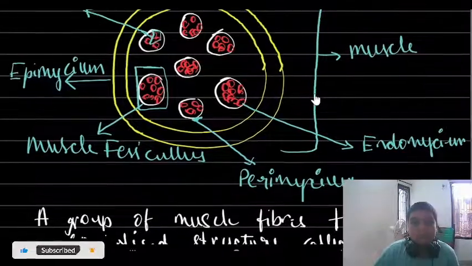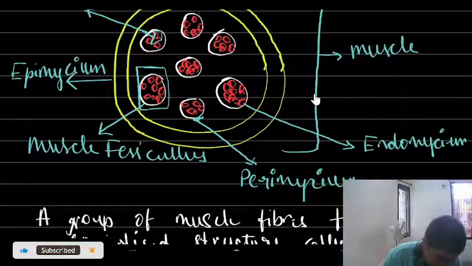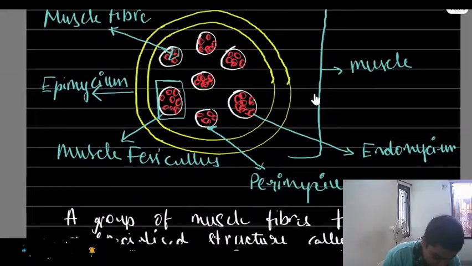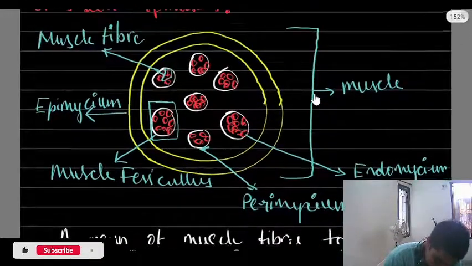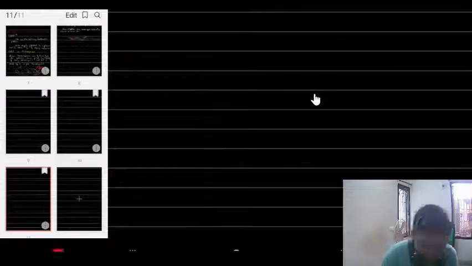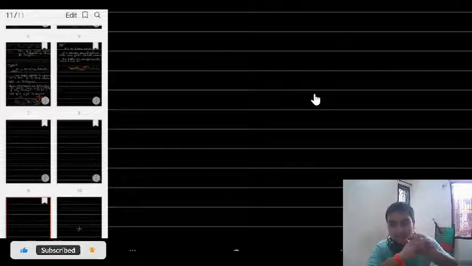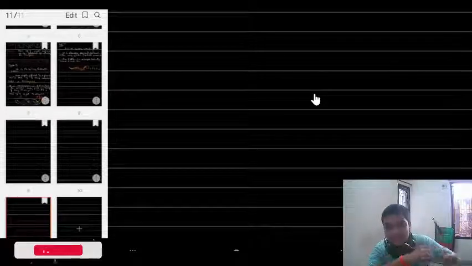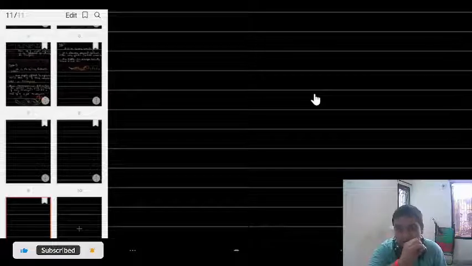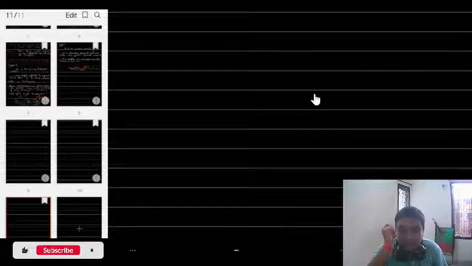Now tell with me. Don't look at the diagram. Let me blank it. Now tell with me: each muscle is covered by epimysium. Each muscle is covered by epimysium.